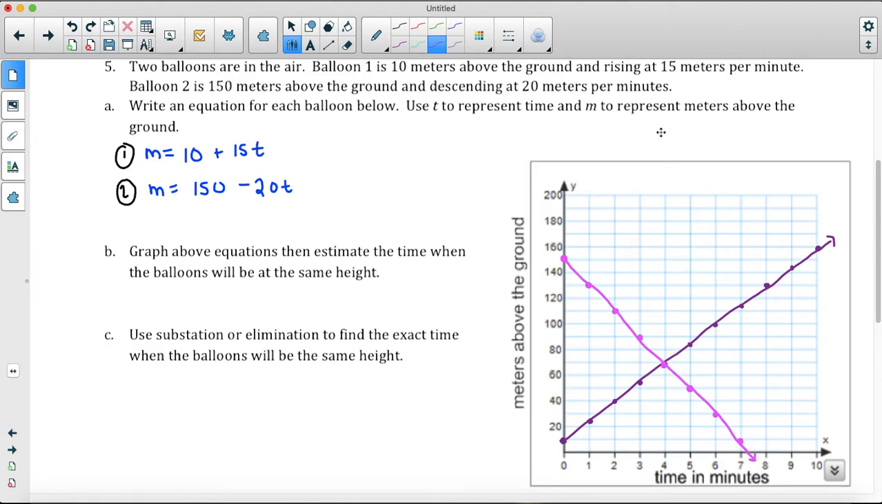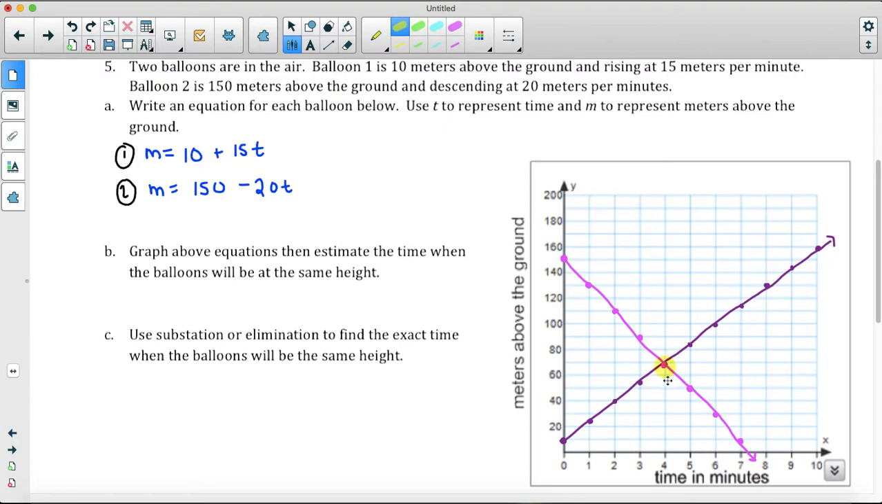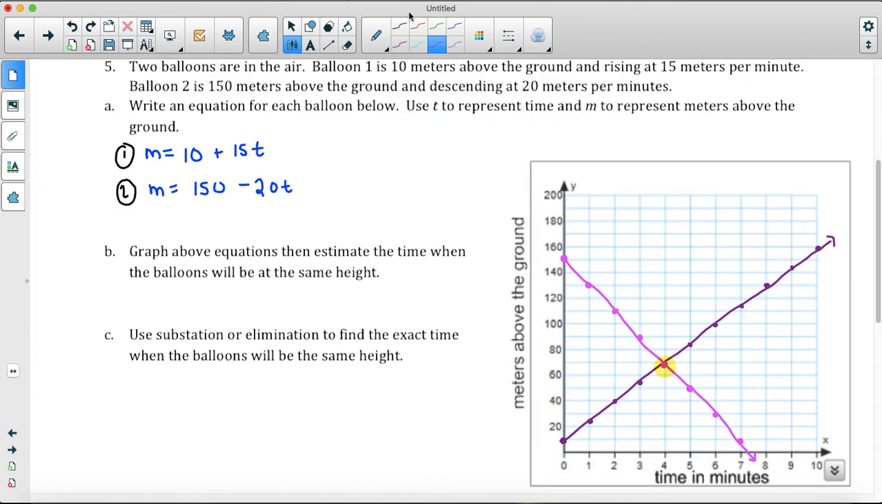So by graphing it, we can find the intersection to be here, which looks to be at 4 minutes. It'll be a height of 70 meters. So we're estimating the time when the balloons will be at the same height at approximately 4 minutes.